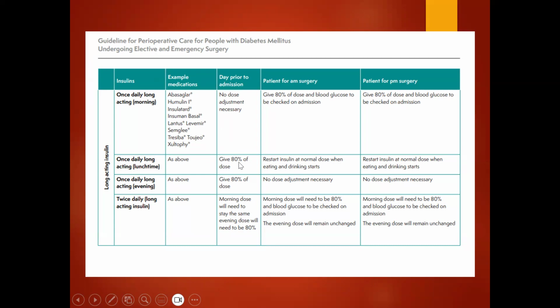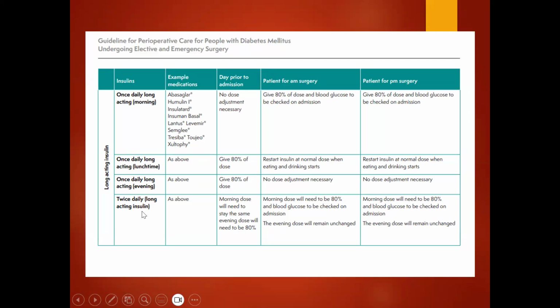So, for example, if a patient is getting once daily long-acting insulin, but taking it at the lunchtime, then day prior to admission, give 80% of the dose. Patient for AM surgery, restart insulin at normal dose when eating and drinking starts. And for patient for PM surgery, again the same thing. What about if the patient is taking once daily long-acting in the evening? Then day prior to admission, we give 80% of the dose. Patient for AM surgery, of course, no dose adjustment would be necessary. And for PM surgery, also no dose adjustment.